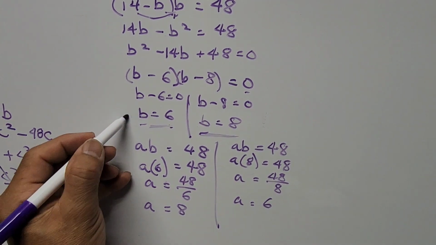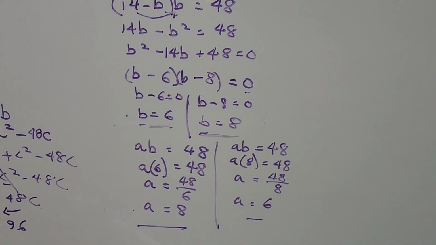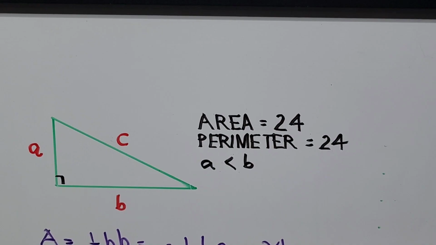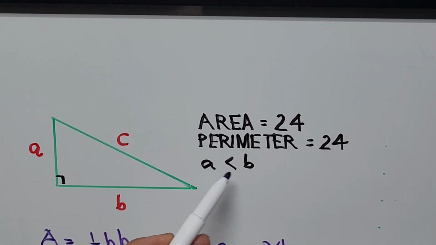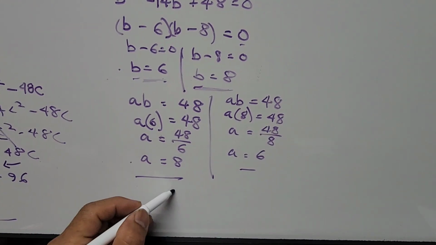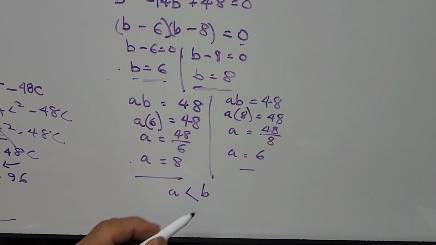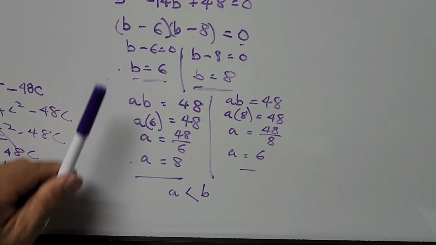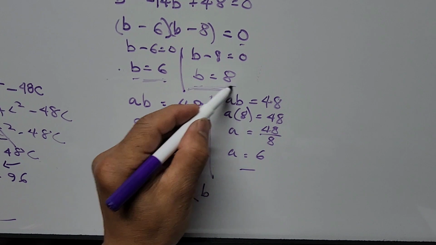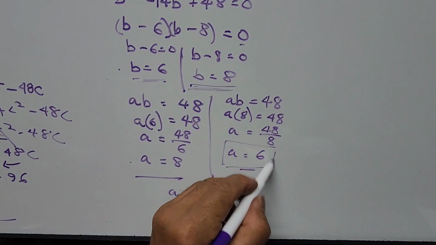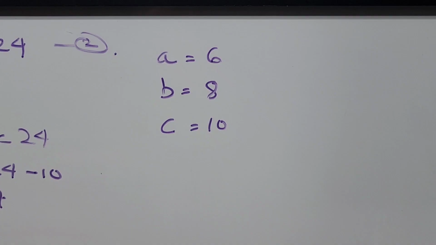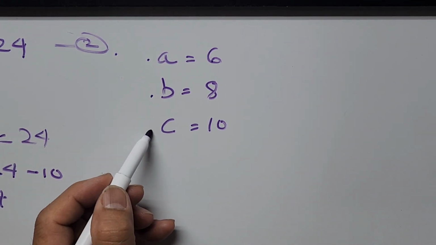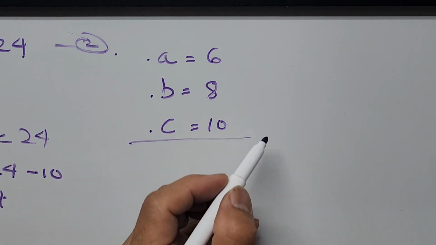Since we have two values of b and two values of a, and based on our figure above, a, the height, must be smaller than the base. So a must be smaller than b. So from our values of b and a, we get the value of b as 8 and the value of a as 6. So these are our values of b and a. So we have sides a, b, and c of the triangle. a is 6, b is 8, and c is 10. So these are our final answers.